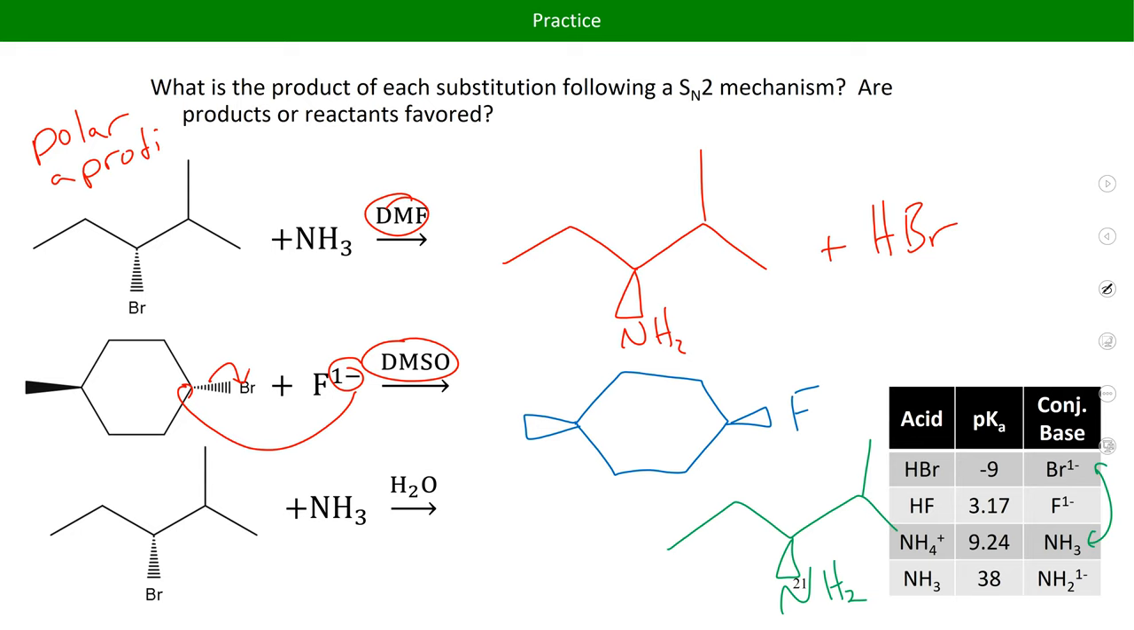In an aprotic solvent, we can still say, okay, well, fluoride is the better base because hydrofluoric acid is the weaker acid. So we would still favor the products here. We have fluoride acting as a nucleophile and doing a pretty good job of it as long as we're in an aprotic solvent.